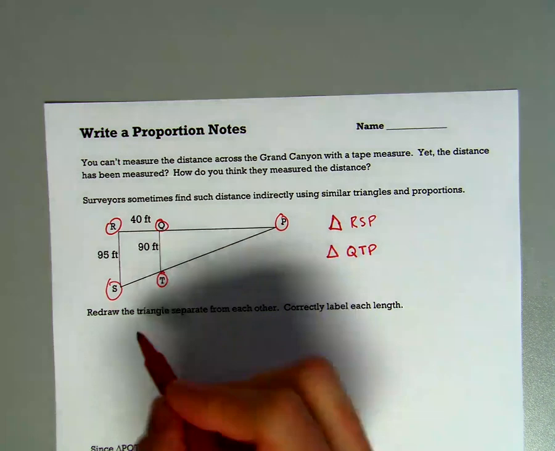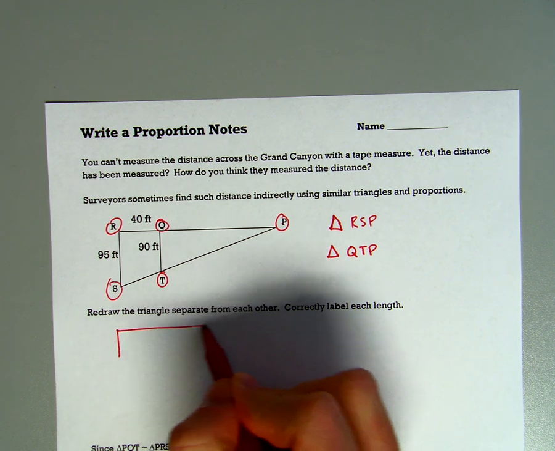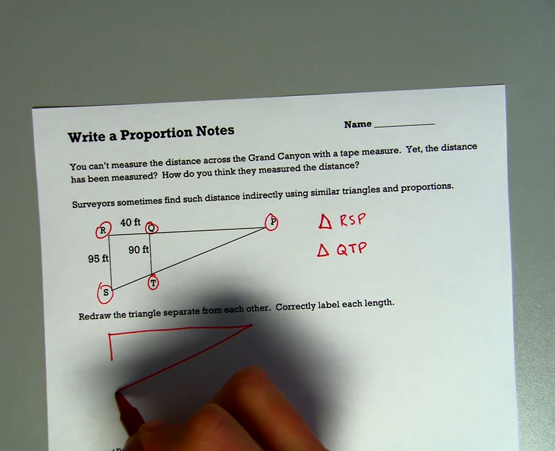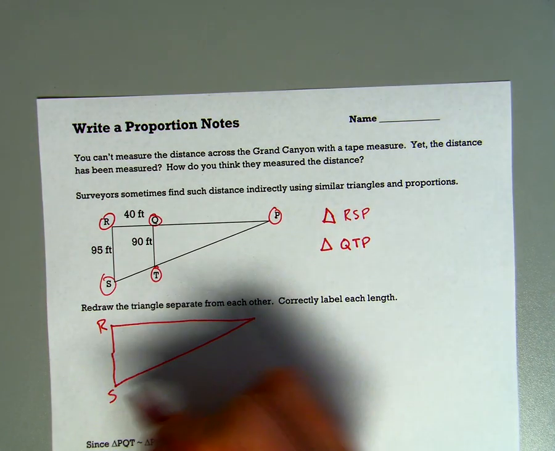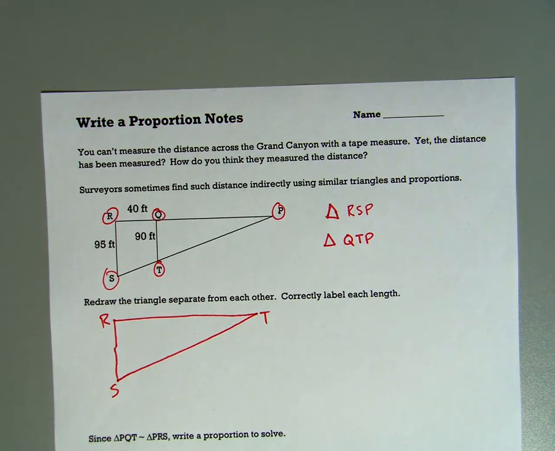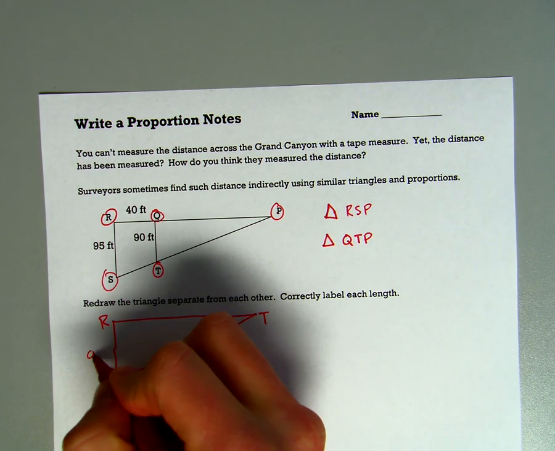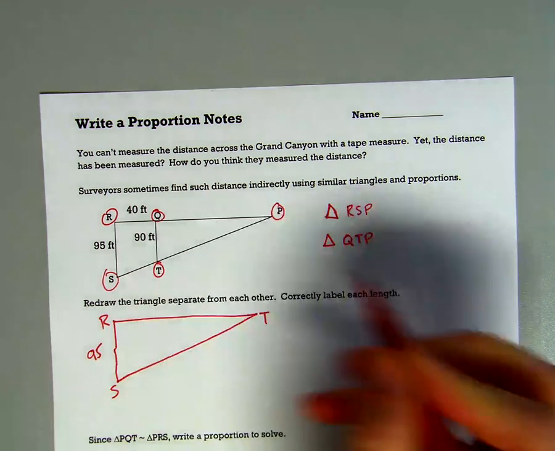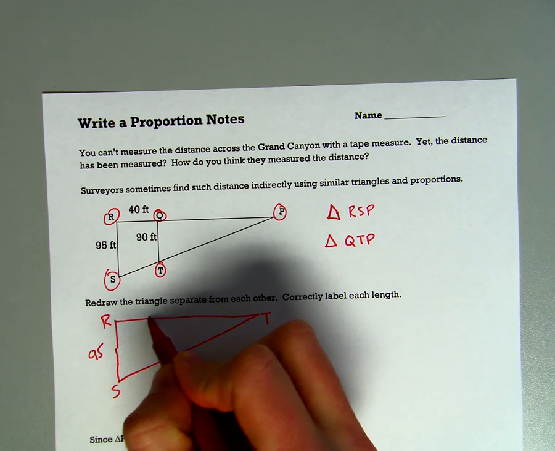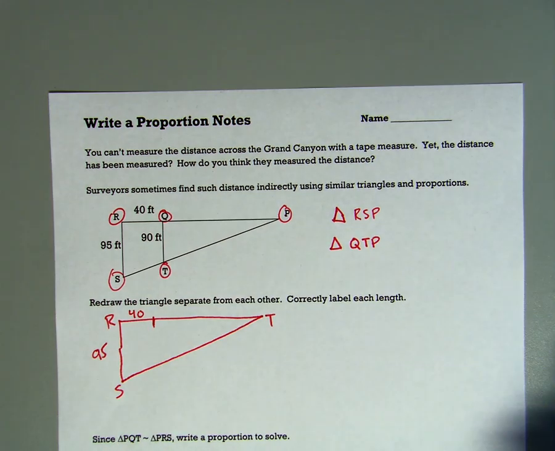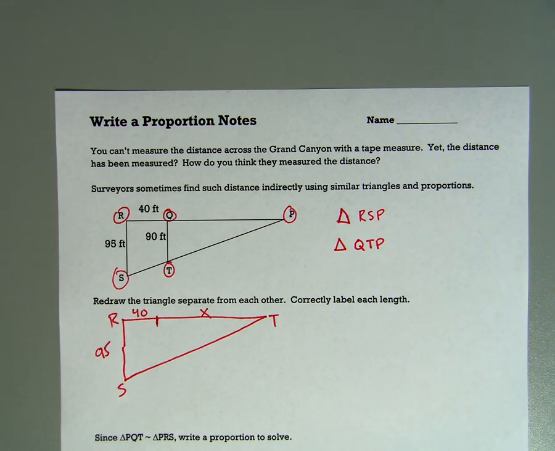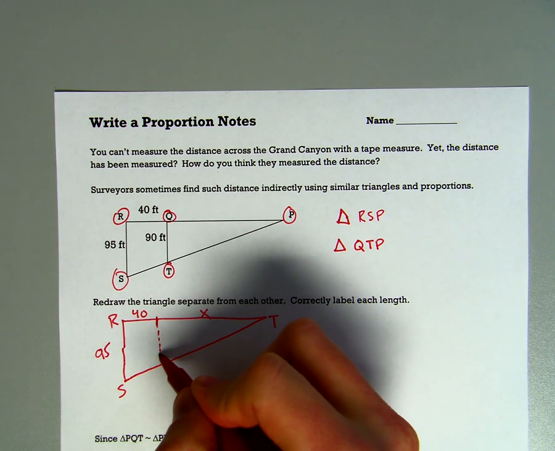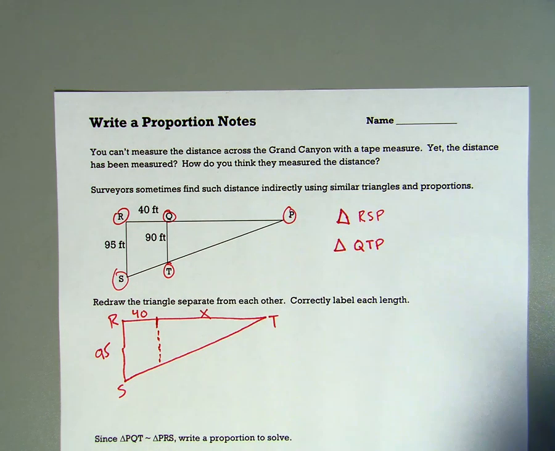So I'm going to go ahead and redraw my larger one first. And it doesn't have to be exact, but it can be close to it. So we have R, S, P. I'm also going to label any information that I know about it. I know that this side is 95, and then I know that a portion of this one is 40, but I don't know what this is over here, so I'm going to label it X. I'll put dotted lines down for where this one was up there.